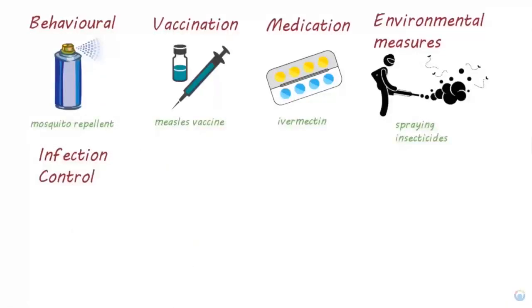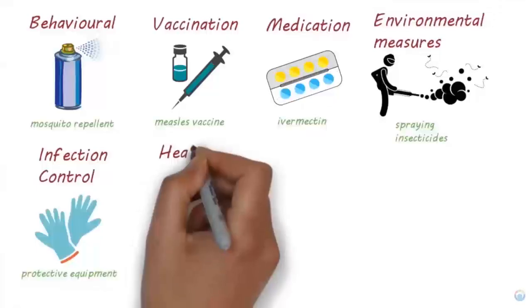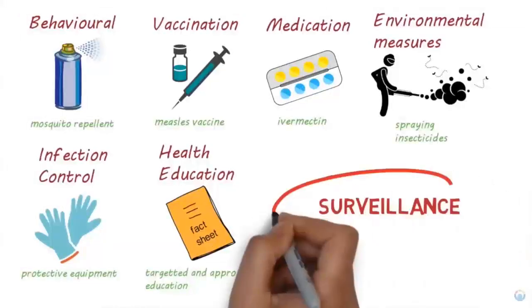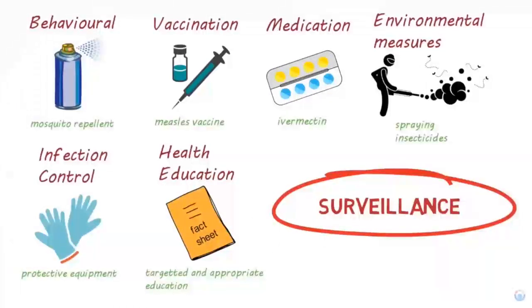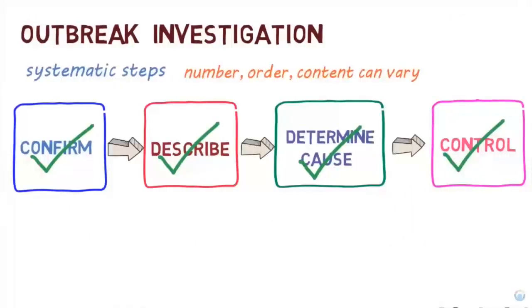Infection control measures like isolating infectious cases, wearing appropriate personal protective equipment, and disinfection of medical equipment to restrict further spread of the infection. Providing targeted and appropriate health education will ensure that those who are sick will know what to do to stop spreading the disease, and those who are not sick will know what to do to prevent getting sick. After control measures are implemented, there should be active surveillance to monitor the outbreak to make sure that the control measures are working. That was a quick look at the different ways that an outbreak can be controlled.